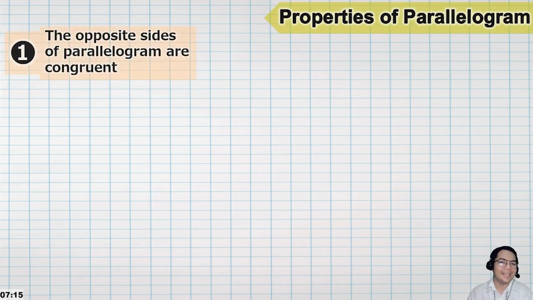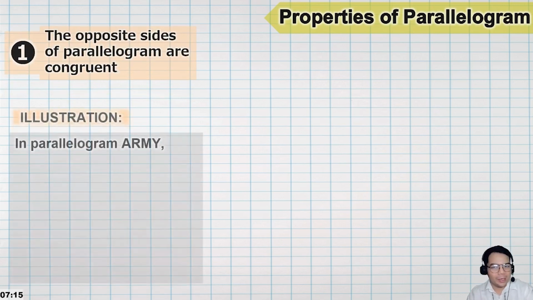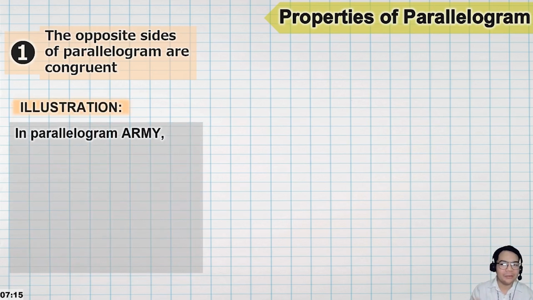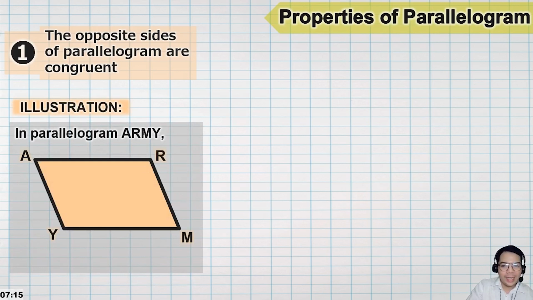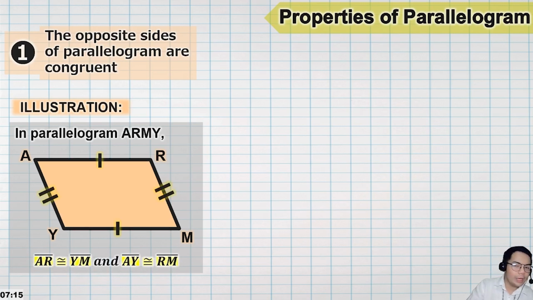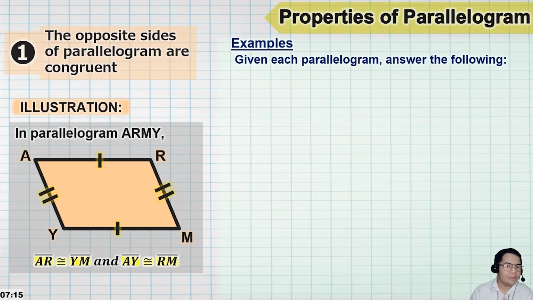First, ayan, ito familiar na kayo. In a parallelogram, the opposite sides are congruent. Ayan, so katulad ng sinabi ko, familiar na tayo dito. For example, in a parallelogram ARMY, we can say that this is a parallelogram because line segment AR is congruent to line segment YM, and line segment AY is congruent to line segment RM. Or what we call opposite sides are congruent. Yan. So sabi ko nga familiar na tayo dyan.